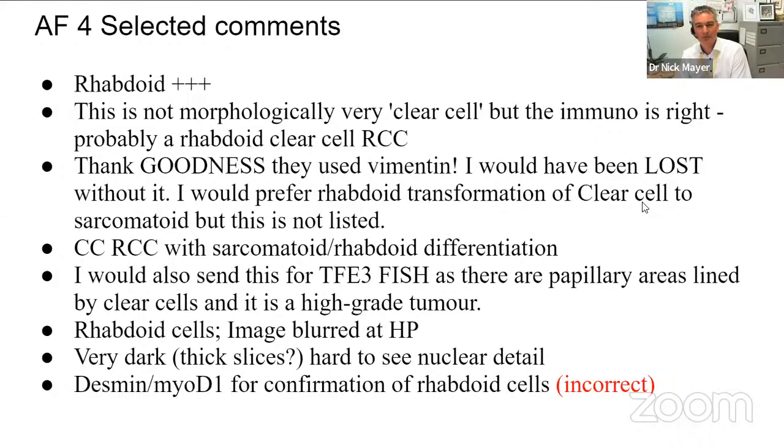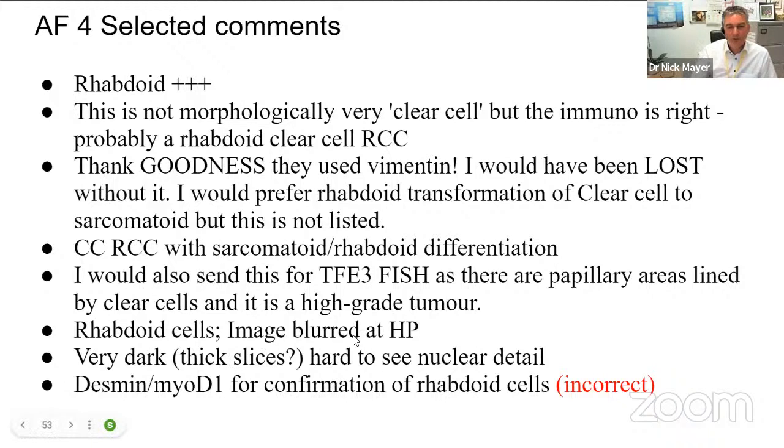I would prefer rhabdoid transformation of clear cell to sarcomatoid, but this is not listed. So I think some people may have selected sarcomatoid in the final answers as they were lumping sarcomatoid and rhabdoid together. Obviously, they're both graded in the same way, and they do often occur together in renal tumours. So that's not that unreasonable. You could say this person was going to send off for TFE3 FISH, but the fact that there was a low-grade clear cell area, and we're told that the tumour's CA9 positive, both go against that. So it would be surprising if that turned out to be a TFE3 case.